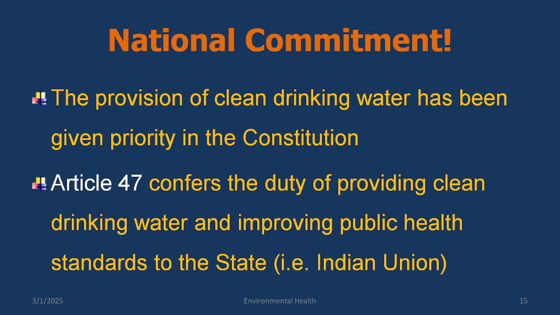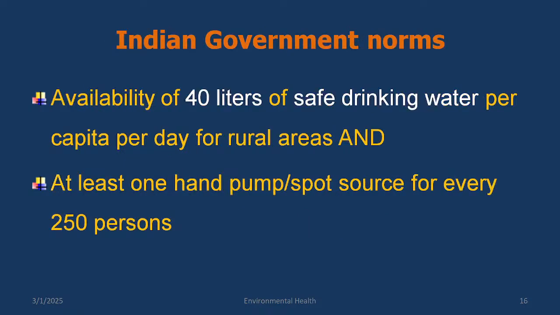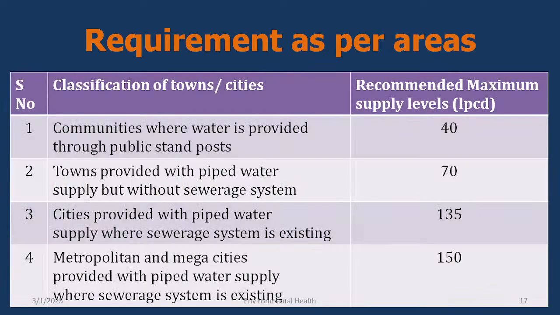It's written, as per the Water Act and other guidelines, that availability of 40 liters of safe drinking water per capita per day in rural areas. Urban is not very clear; depending on different areas, it's different. I'll show you. And the second point for rural areas is at least 1 hand pump or spot source. Any similar spot source should be there for every 25 to 50 persons. So it's a very clear guideline. That's how standards are made, and that's how achievements are shown, whether these things have been achieved or not.